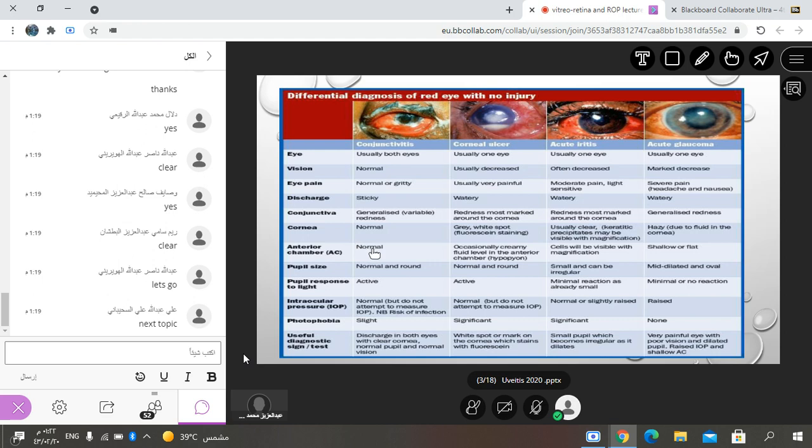Anterior chamber, here, it is normal. And here it is flat, but is normal. There are no cells in the anterior chamber. The fluid is clear, but here it is variable. Here it can result in +1, +2, +3, +4 cells. Sometimes hypopyon. This one is acute iritis, which is a mild subtype. This one is very severe. And corneal ulcer is a very severe anterior chamber reaction.